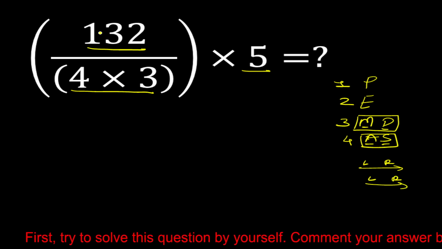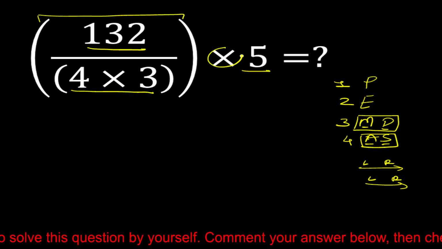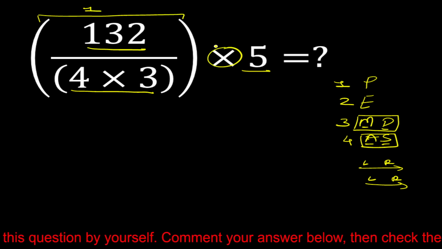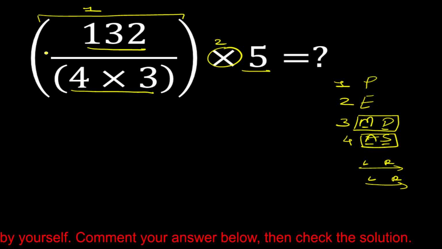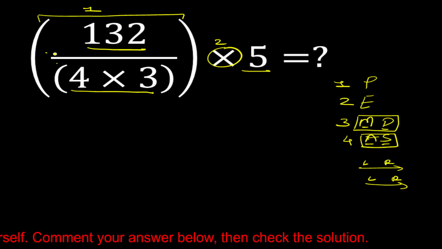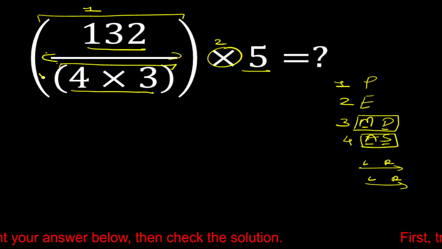Okay, so in this question we have one parenthesis and one multiplication. So first priority is parenthesis, then we have to solve multiplication. Okay, so now let's solve this parenthesis. So in this parenthesis we have one division and one another parenthesis. So first we have to solve this parenthesis.